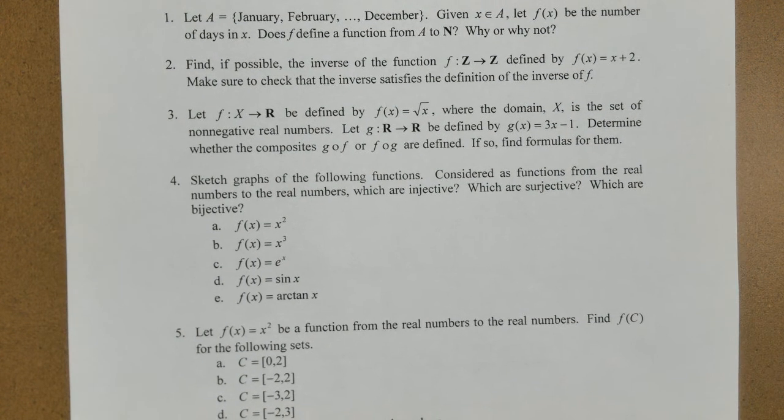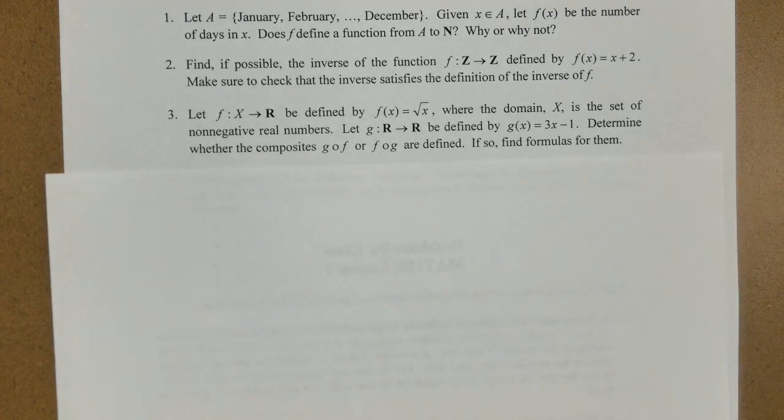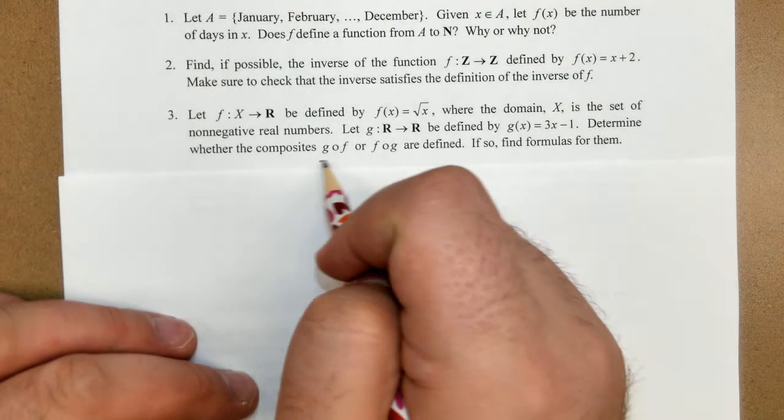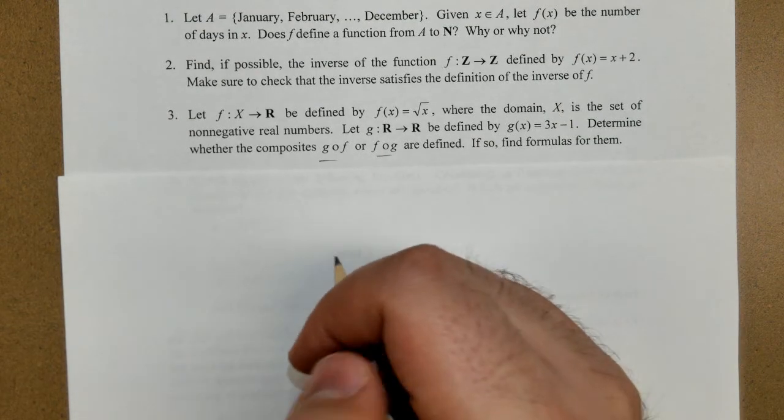And now we have a similar one here. We've got square root of x, and we're going to say its domain we're calling big X. That is the set of non-negative real numbers, so 0 to infinity includes 0. We've got a separate function from R to R through x minus 1. I wanted to find the composites and where they're defined. If so, find formulas for them.